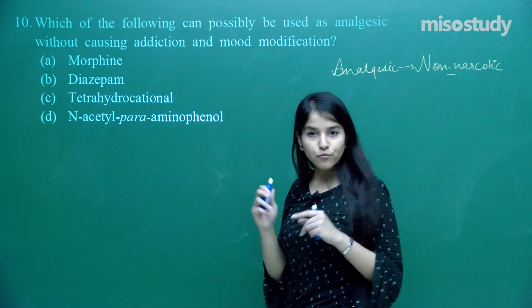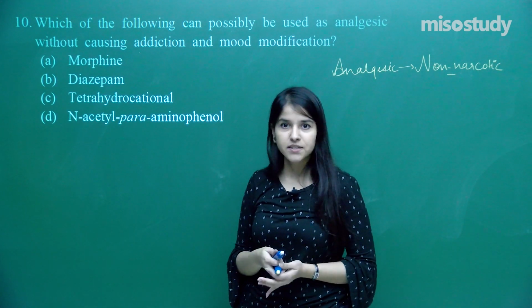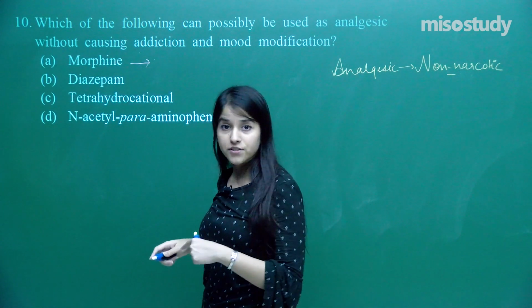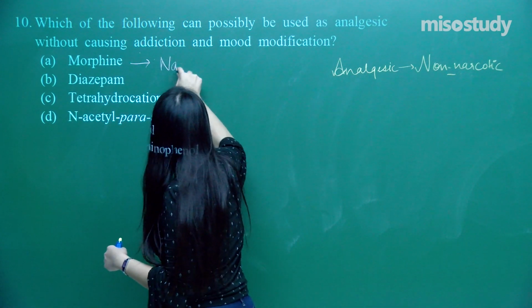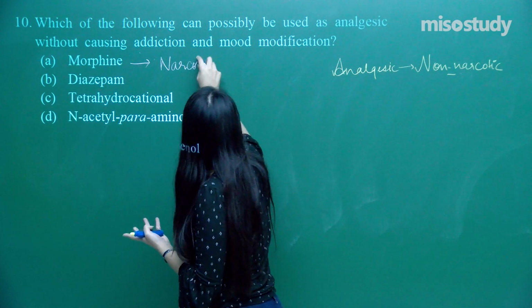So here what do we have? Morphine. What is morphine? Morphine is nothing but a drug. A drug, yes, definitely. But what kind of a drug? That is a narcotic drug. So that is narcotic, producing sleep, producing addiction. That is a narcotic drug.